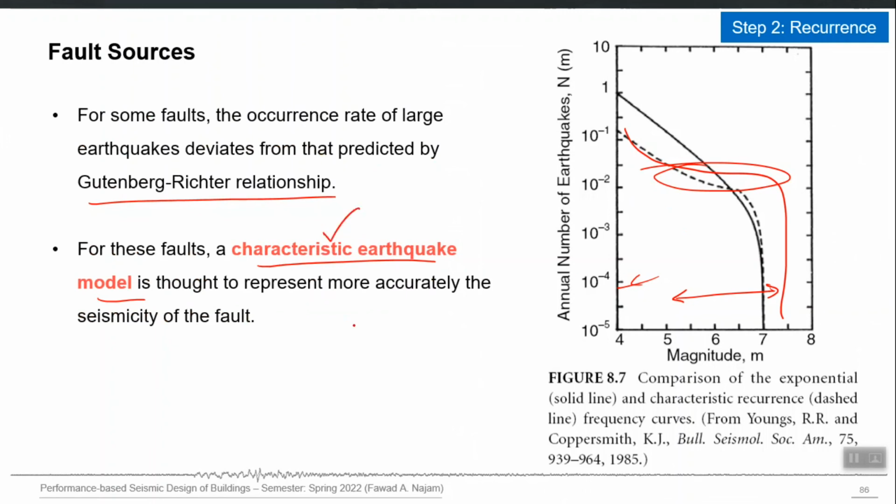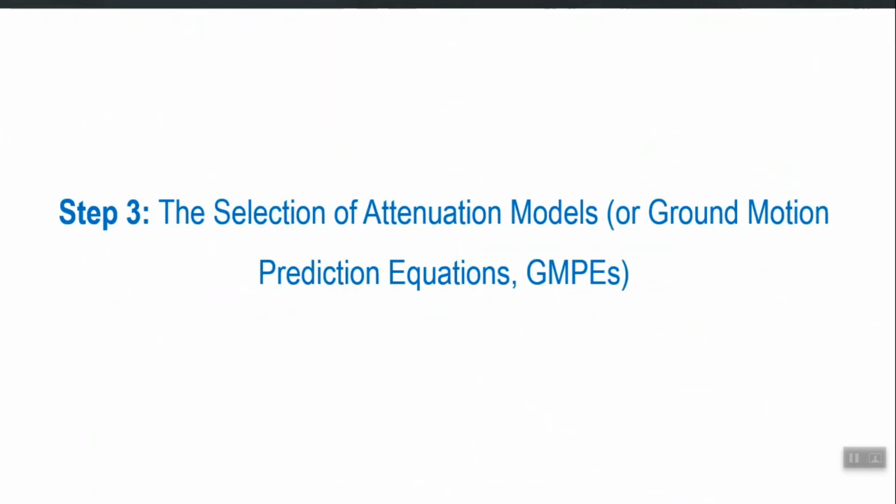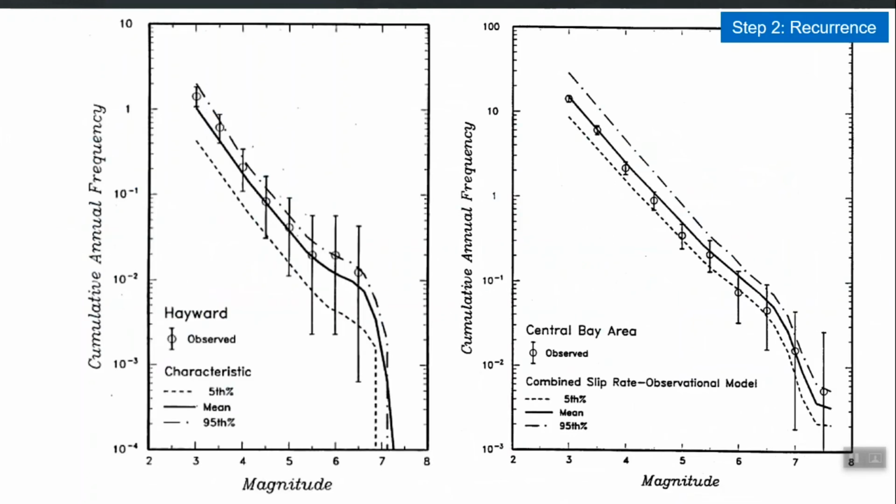So some faults may deviate from that line, and for that we have other models also, but ultimately it is an MR relationship, a relationship relating the frequency of occurrence with the magnitude, right? So this is another example of a particular fault which is not following a straight line. You see it is like this, and then also the data which is used to plot that may have an uncertainty. So you may have a mean line, then 5th and 95th percentile also.